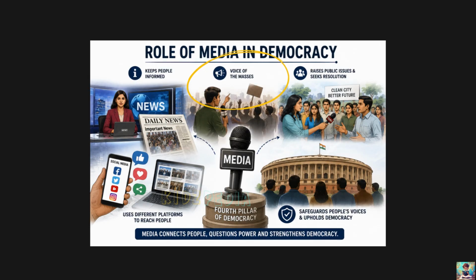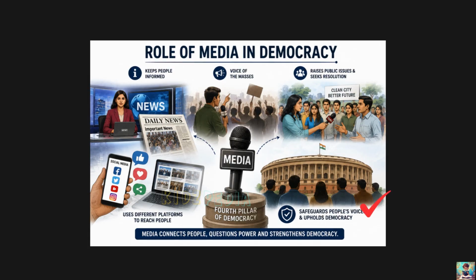What does that mean? Suppose people in a particular area have a problem. Maybe they are facing a problem with roads, water, pollution, or some other public issue. If that issue is reported in a newspaper, on a news channel, or through social media, many more people can become aware of the problem. The issue can then reach the concerned authorities who can take appropriate steps to deal with it. So, media can bring people's problems and concerns into public attention and help in finding solutions through the proper mechanisms. This is why media is important in a democracy.